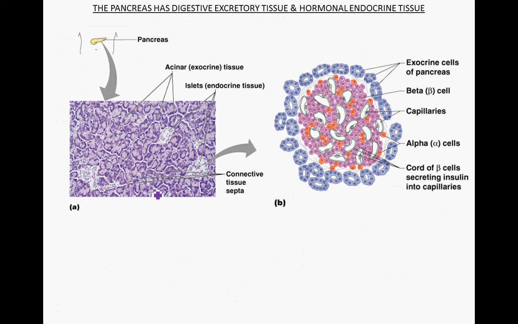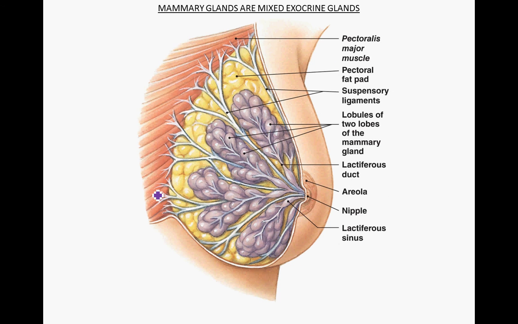Just another cartoon of the same thing. Mammary glands are mixed exocrine glands, and we'll talk about this mixed exocrine a little bit later, but I just want to show you here again. So the mammary tissue here, this is all adipose or fat in the yellow. And then all these purple lobes here are exocrine in nature. And then you see the ducts. All these ducts are leading to this larger duct, right? And then leading to the outside world and the opening there at the nipple.